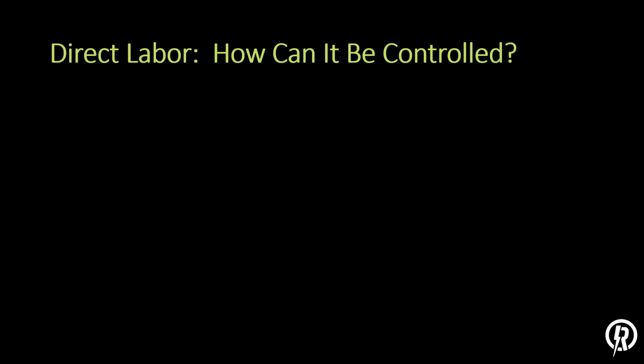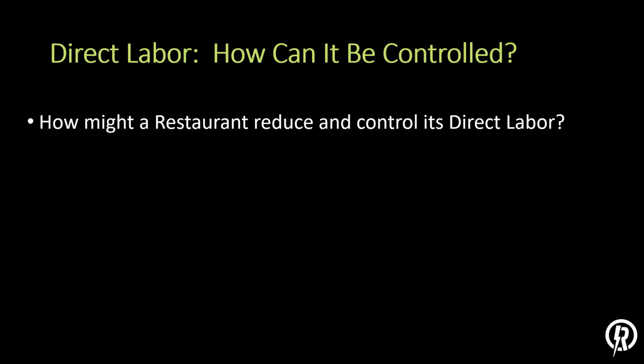So how do we control direct labor? There's a lot of different stuff in there, a lot of different parts of the expense. Well, there's a few things that we want to be thinking about. First, I want you to take a moment, pause this video, and write down a couple of different ways that you think a restaurant can reduce and control its direct labor. Now, you're going to review these responses with your mentor. When you're ready, press play on the video again, and we'll keep going.